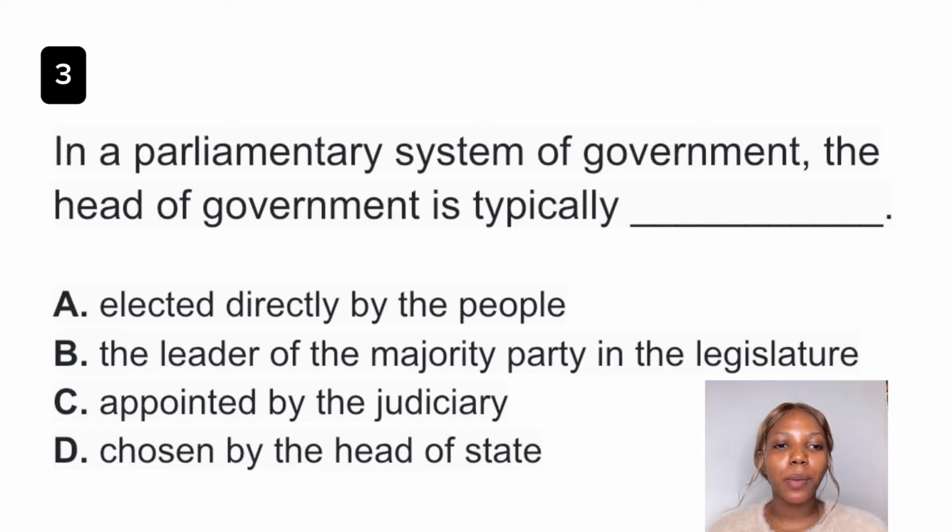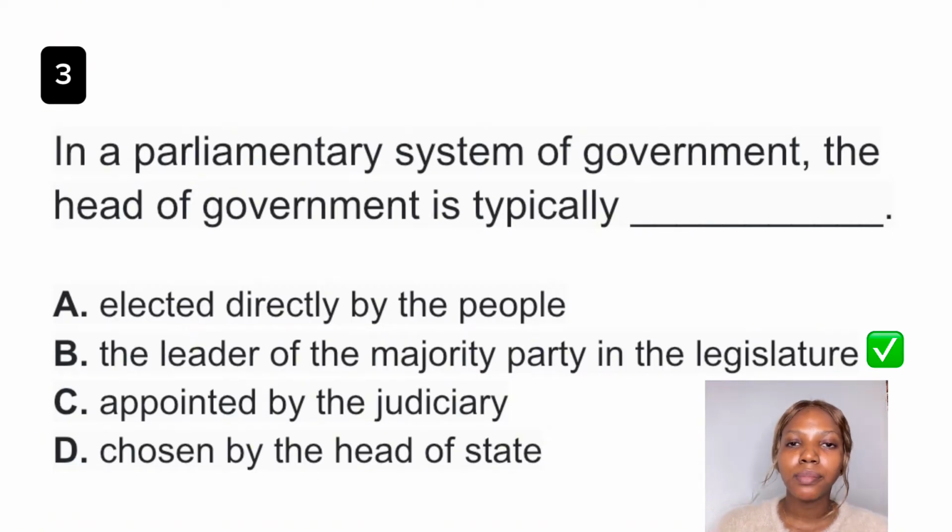Question 3. In a parliamentary system of government, the head of government is dash. The answer to this question is option B, the leader of the majority party in the legislature. Let me give a background first. A parliamentary system of government is also called a cabinet system of government, and this implies that two people are in power: one as the head of state, which performs a ceremonial function, and the second as the head of government, which performs executive functions. Do not forget that Nigeria once operated a parliamentary system of government with Nnamdi Azikiwe as the head of state and Tafawa Balewa as the head of government.